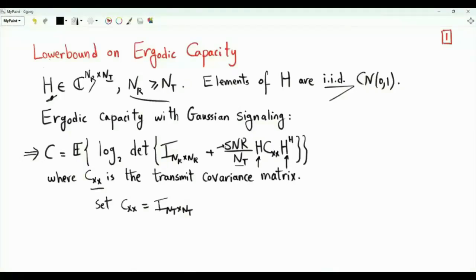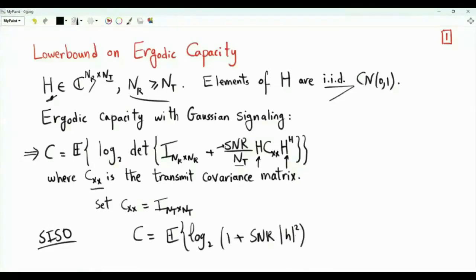But since our task is to lower bound the ergodic capacity, we will just set the transmit covariance matrix to identity. Why are we interested in a lower bound? One objective is to compare the fading MIMO channel and a corresponding AWGN channel. So let's go to the SISO case, in which the transmitter and receiver are both equipped with single antennas. In this case, C is the expectation of log 2 of 1 plus SNR times the magnitude of H squared. In this case, the magnitude of H squared will be an exponential 1 random variable.